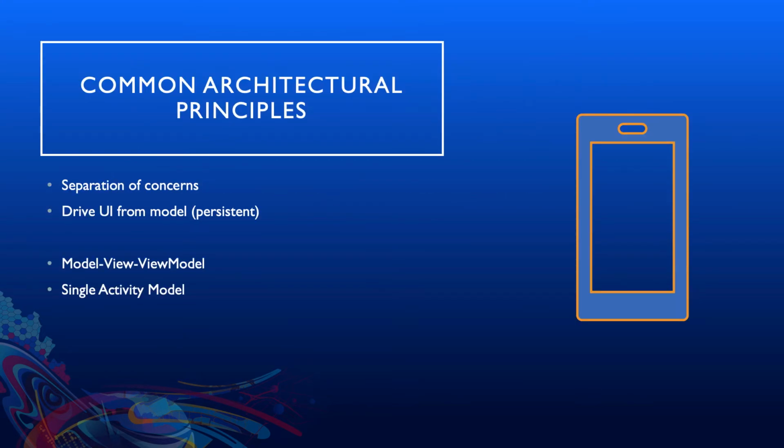This leads us to the common architecture principles that we should stick to when we are designing the architecture of our app. The first one being separation of concerns. It's a common mistake to write all your code in an activity or a fragment. These UI-based classes should only contain logic that handles UI and operating system interactions. By keeping these classes as lean as possible, you can avoid many lifecycle related problems.